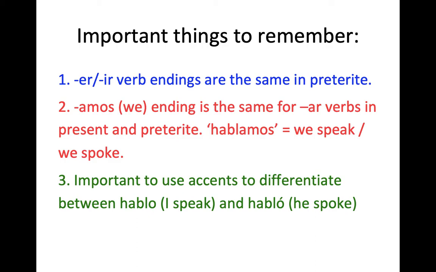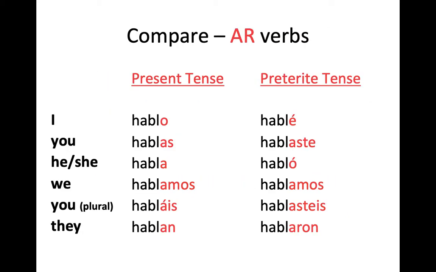So ER and IR verb endings are the same in the preterite tense, so that's great. You only need to learn one set there. The verb in the AR verbs, amos, so the we verb ending, is actually the same in the present and in the preterite tense. So if we compare our present tense hablar with our preterite tense hablar, you'll notice the we form is the same.